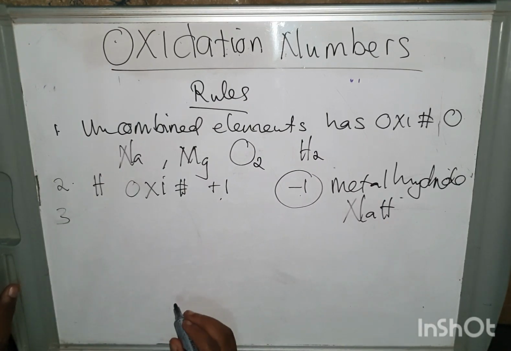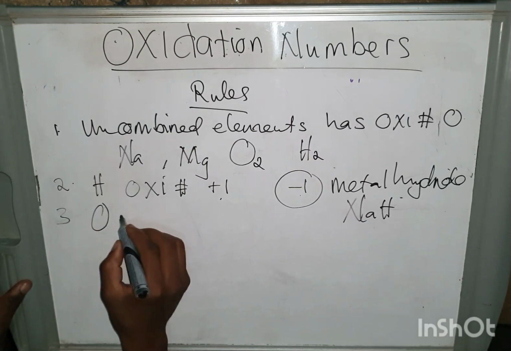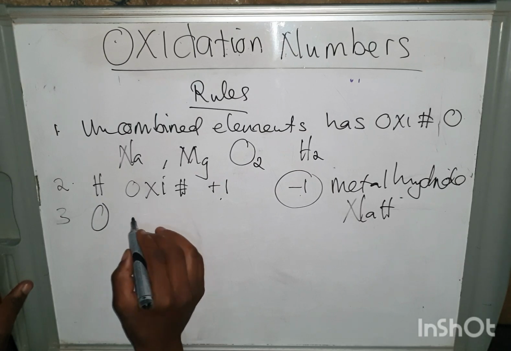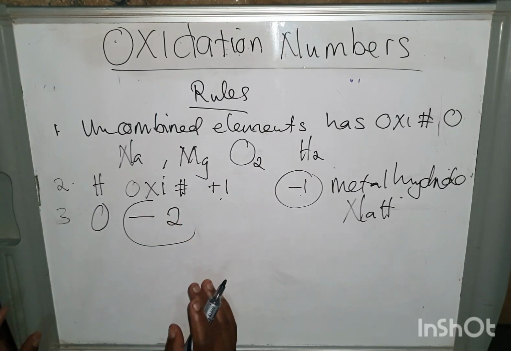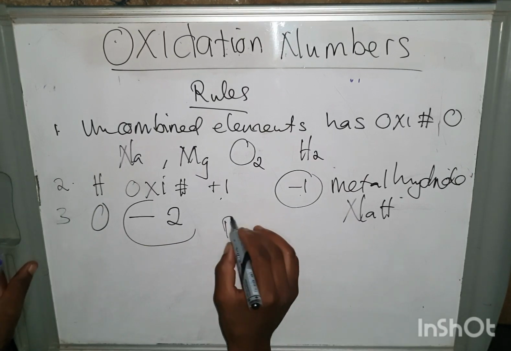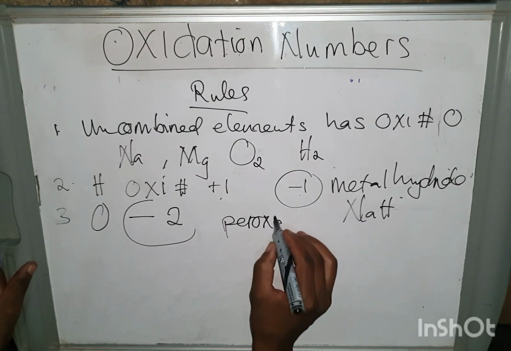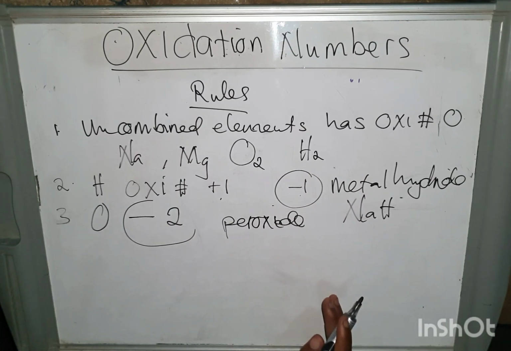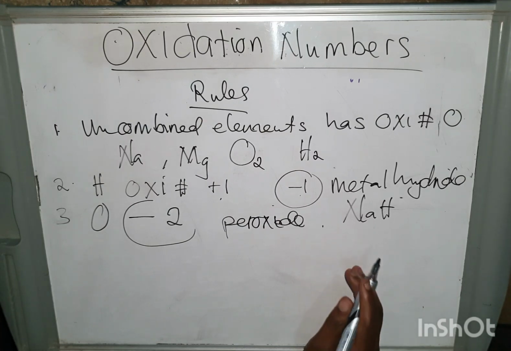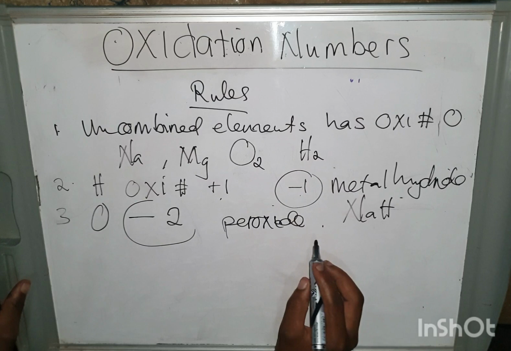The third rule, which we have to know, is about oxygen. Oxygen has the oxidation number of negative 2. It also has some exceptions, especially for peroxide. In peroxide, oxygen has the oxidation number of negative 1. So we have to know these exceptions.